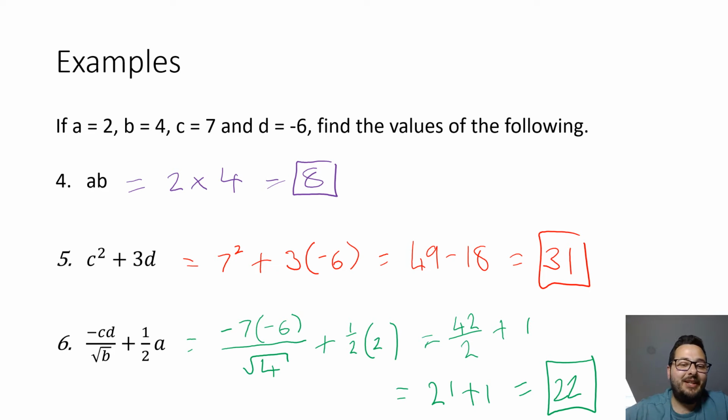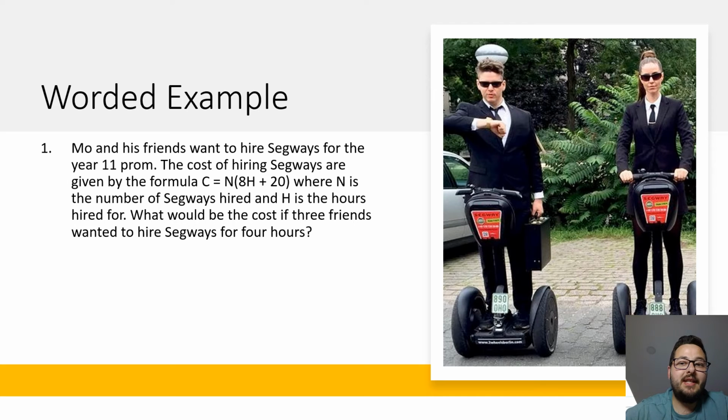Okay, so let's finish off with a couple of worded examples. The first one is that Mo and his friends want to hire segways for the year 11 prom. A grand entrance. The cost of hiring segways is given by the formula C equals N brackets 8H plus 20, where N is the number of segways hired and H is the hours hired for. What would be the cost if 3 friends wanted to hire segways for 4 hours?